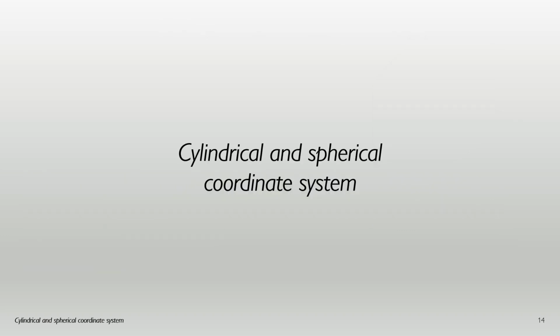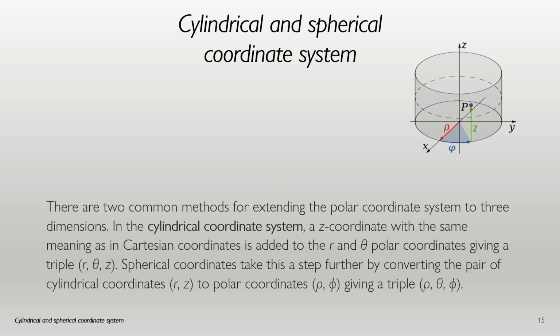Now we will discuss cylindrical and spherical coordinate systems. There are two common methods for extending the polar coordinate system to three dimensions. In the cylindrical coordinate system, a z-coordinate with the same meaning as in Cartesian coordinates is added to the r and theta polar coordinates, giving a triple r, theta, and z. Spherical coordinates take this step further by converting the pair of cylindrical coordinates r, z to polar coordinates rho, theta, giving a triple rho, theta, phi.